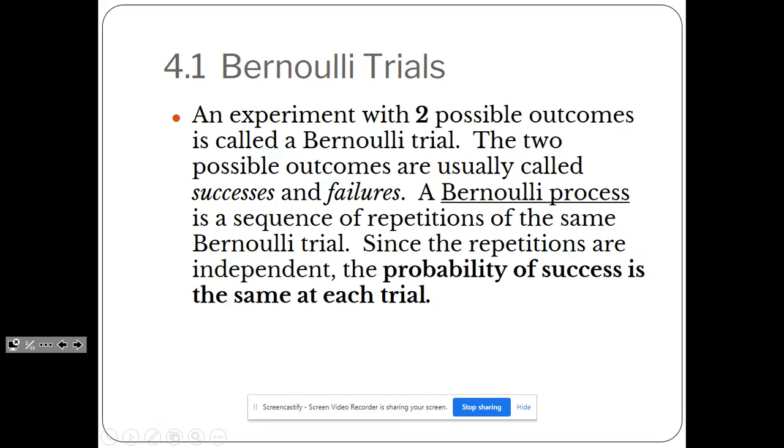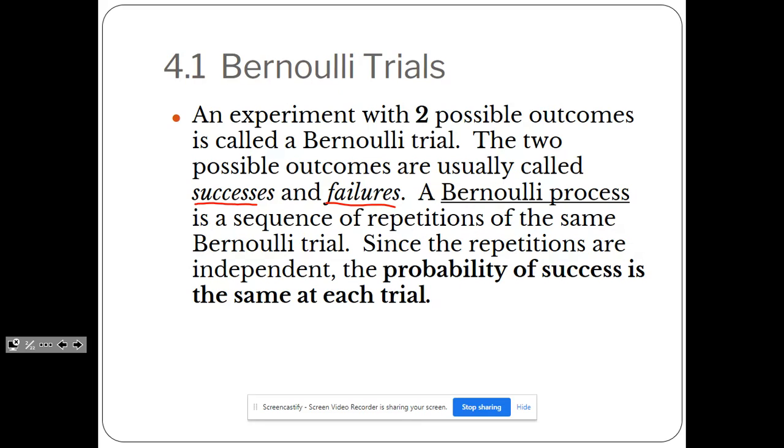Section 4.1 is on what's called Bernoulli Trials. A few things with these. Basically, it's an experiment with 2 possible outcomes, like a success or failure. So we want to think about anything that is either success or not a success. Rolling a die would not be, unless all you're interested in is rolling a 2. Then it's a 2 or not a 2.